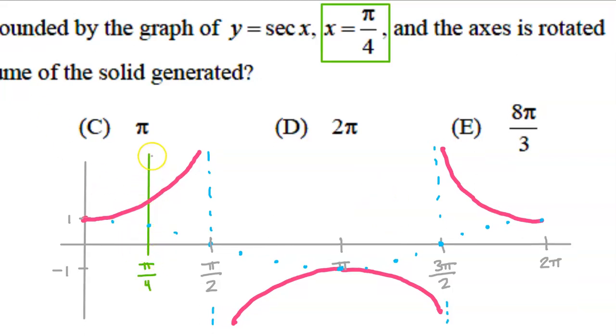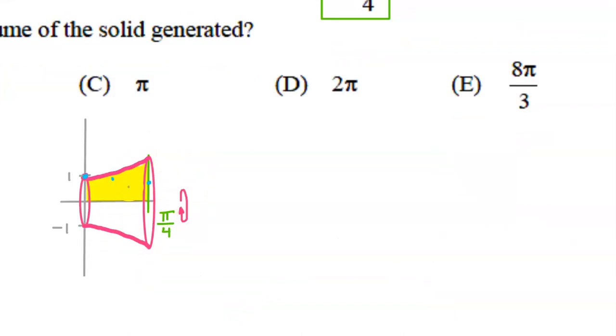However, we have a boundary at the vertical line x equals pi over 4. So this is the region we will rotate around the x-axis. If you rotate the region around the x-axis, you get a solid that looks like this. If you take a slice of the solid, it forms a disk, and we can use disks like this one to find the volume of the solid.